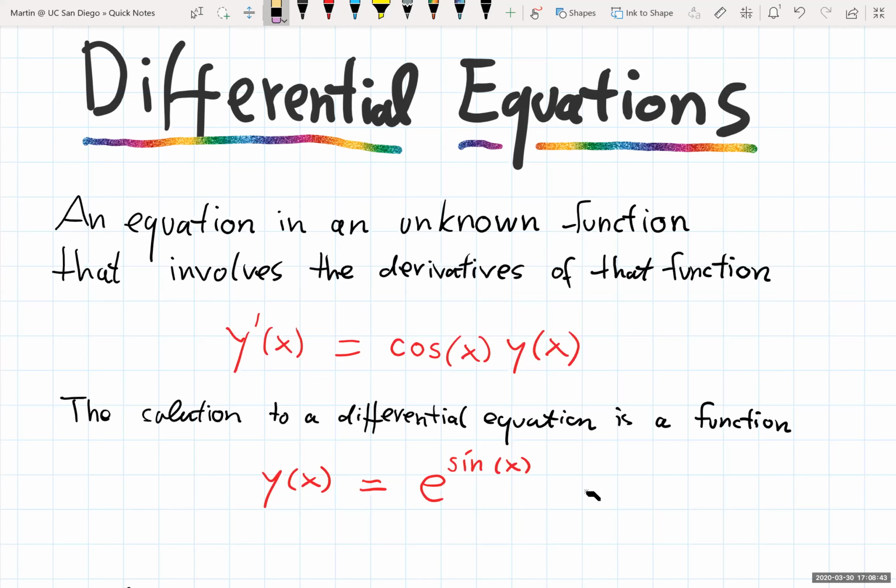In order to check that this is indeed a solution, one thing we can do is just calculate the derivative of this y of x. What we get is y prime of x. Well, we can use the chain rule here to the right-hand side of the solution, and we get exponential of sine of x. Now take the derivative of the exponent, which is cosine of x. And we see, well, exponential of sine of x, of course, is our function y of x itself.